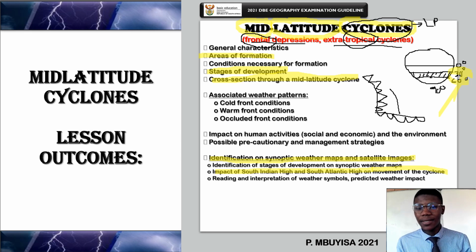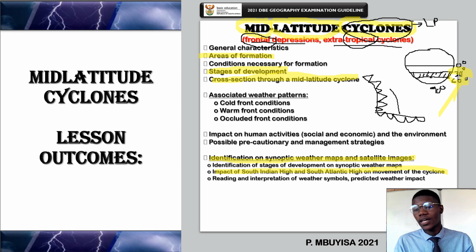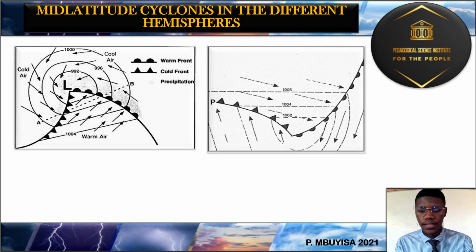Now remember, these systems, as we said, form between 30 and 60 degrees, which means that they form at the same location in the southern hemisphere and in the northern hemisphere. Remember, these lines of latitude are found in either hemisphere. Now, I want us to briefly think about how mid-latitude cyclones look on a synoptic weather map in the southern hemisphere, and how they look in a synoptic weather map or in a diagram representation in the northern hemisphere. So that's what we look at in the next slide.